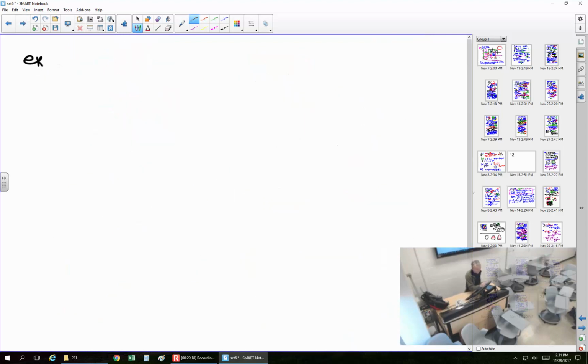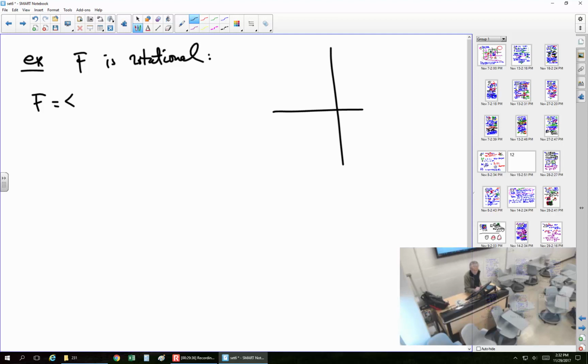So the next example: F is rotational. You remember the rotational vector field? What does it look like? If you make the vectors small, they seem to follow a circle. Is it negative y, x? Negative y and x, yes. So that is the vector field that is rotation.